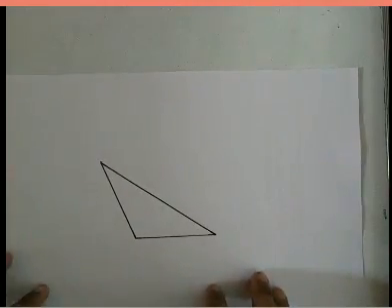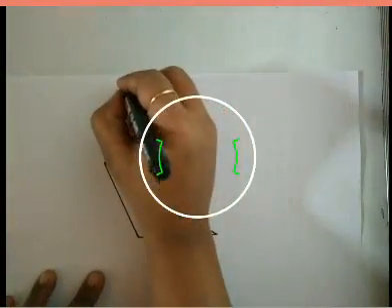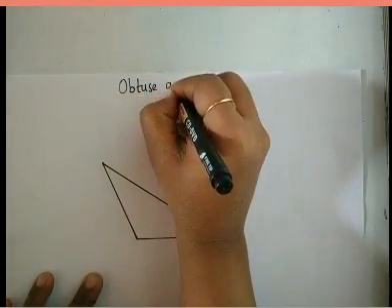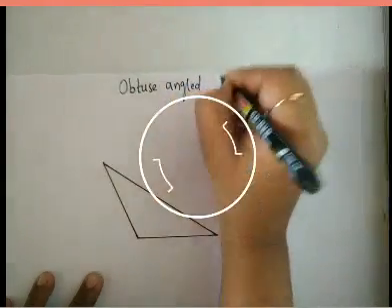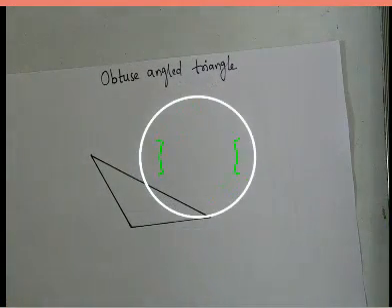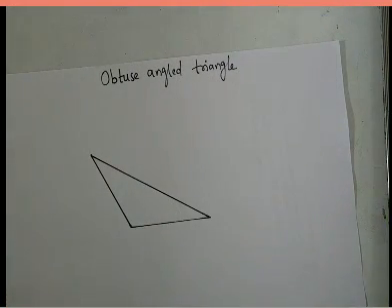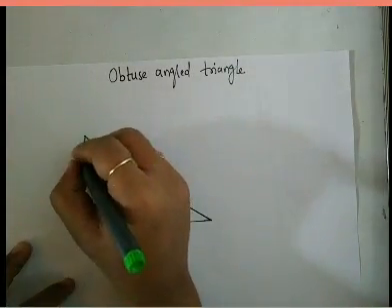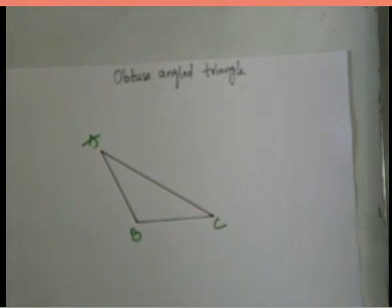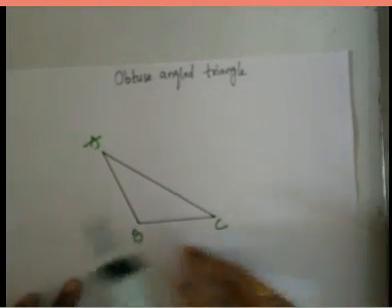Now we'll see. Now I'll take an obtuse angle triangle. So I have taken an obtuse angled triangle. I'll give it the names A, B and C. The same procedure will follow. We'll first find the midpoint of BC.